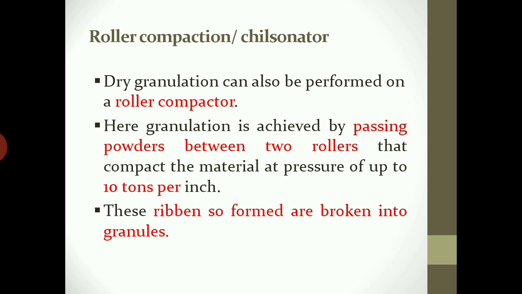Next, we will go through the roller compaction or chilsonator technique. Dry granulation can also be performed on a roller compactor or chilsonator. The word chilsonator is quite confusing because it has nothing to do with chilling. So students should remember that chilsonator has nothing to do with chilling. Here, granulation is achieved by passing powders between two rollers that compact the material at a pressure of up to 10 tons per inch. The ribbons so formed are broken into granules by using again the hammer mill or some other technique.